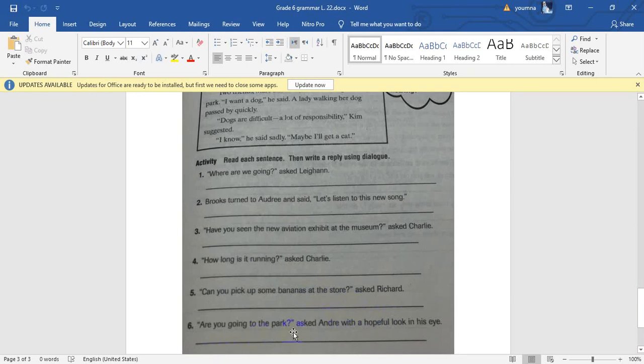Are you going to the park? Asked Andre with a hopeful look in his eye. So say, I answered, comma, open the quotation, yes, I'm going with you, with pleasure, okay, and so on. So, do any answer, but they must be between quotation marks.